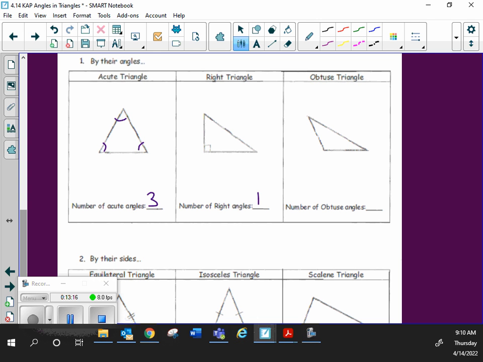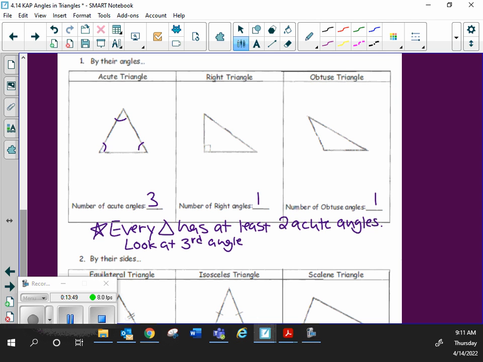For an obtuse triangle, every single one has 2 acute. That third one, the number of obtuse angles is going to be 1. Okay, but just an important note, every triangle, I'm going to put the triangle symbol, has at least 2 acute angles. Like I mentioned, look at the third angle to name it. We'll practice that in a second.